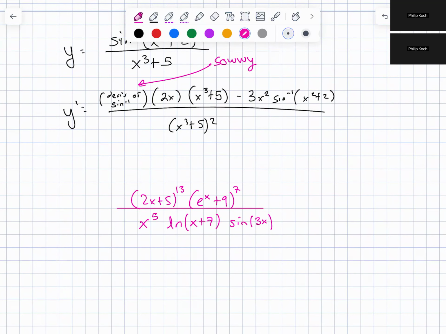You need more than two rules in these problems. Yeah, anything more than about two or three different types of rules in a derivative problem, I'd use logarithmic differentiation.